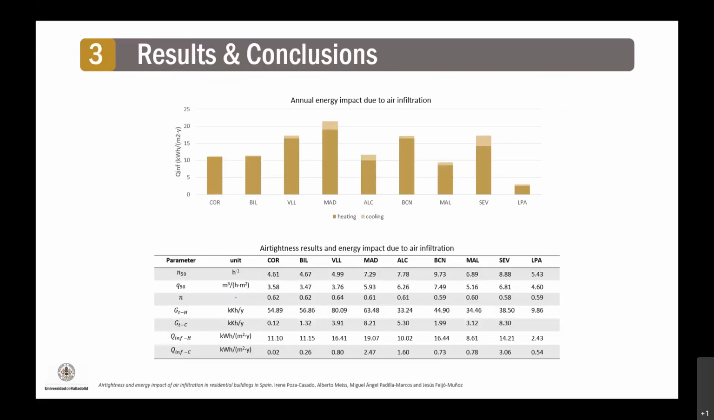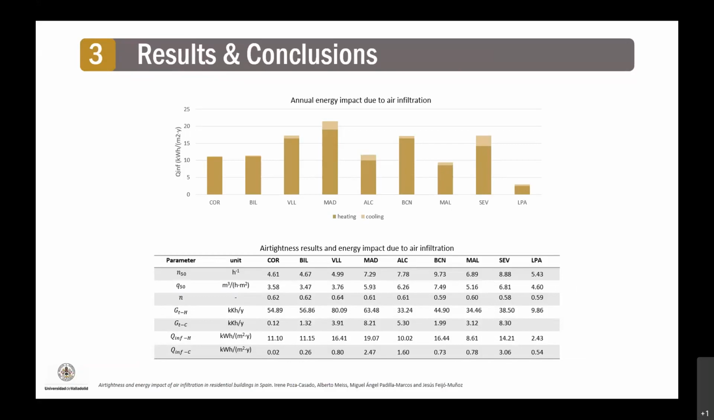Averaged main results sorted by location of the dwellings are shown in the table. The energy impact estimation of the air infiltration was obtained both for the heating and cooling demand. As you can see in the table, air infiltration has a greater impact on the heating demand, especially in cities with a continental climate such as Madrid or Valladolid.